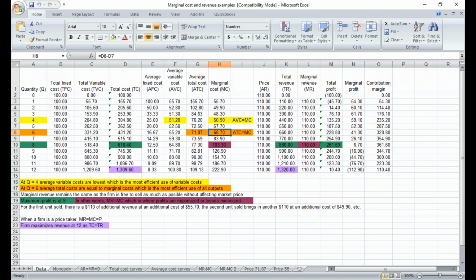At quantity 6, which is in orange, the average total costs are equal to marginal costs. That is, we take the fixed and the variable at the unit level, and then we look at how much costs go up by each one, and we try to get the point where average total cost is equal to marginal cost. This is the most efficient level to produce at. So while the organization can make 12, it's at 6 that the organization is the most efficient using the costs.